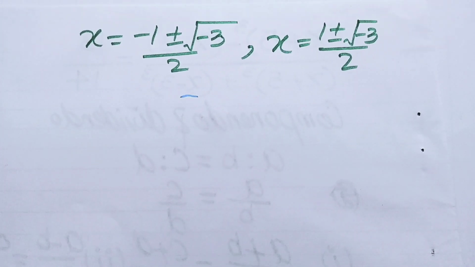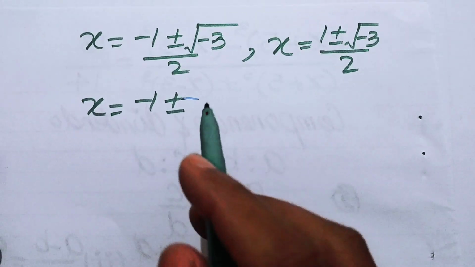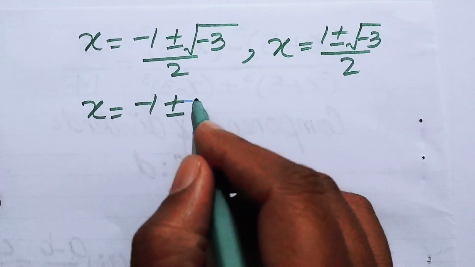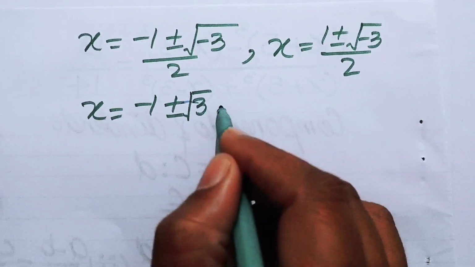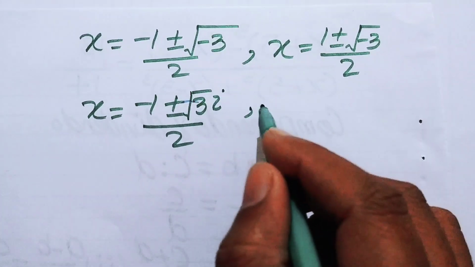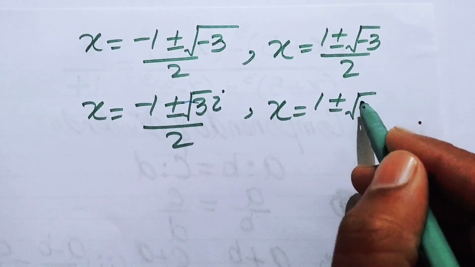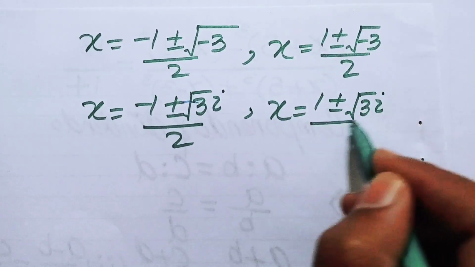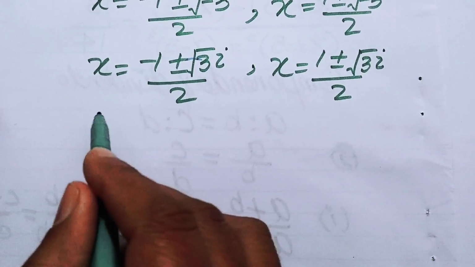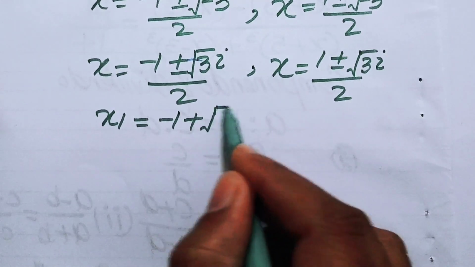Here you remember one thing: a negative sign occurs inside the square root, so the square root of minus 1 equals iota. So we get -1 plus minus square root 3 iota over 2, and in this case we get x equals 1 plus minus square root of 3 iota over 2. So we have these four complex numbers as the roots of the given equation.